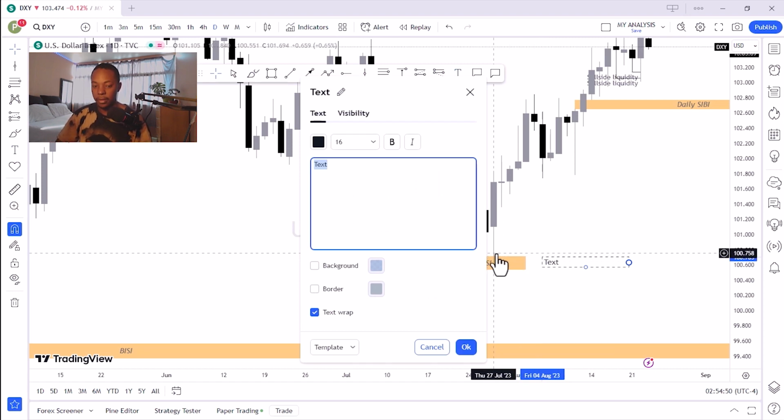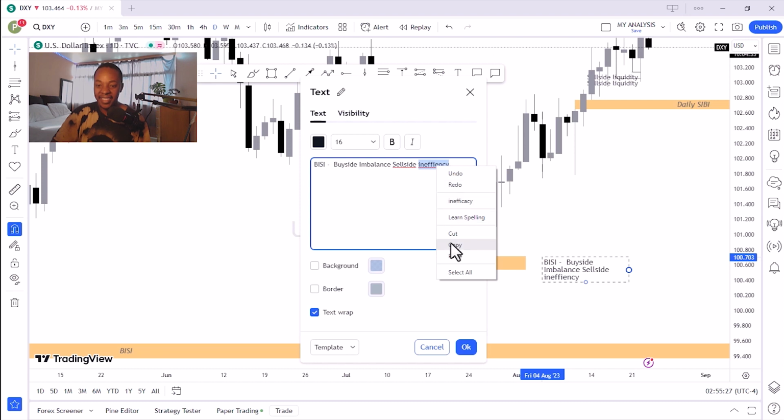It's a BC, which is buy side imbalance, sell side inefficiency, in a fee. Okay, yeah, whatever. But yeah, that inefficiency.